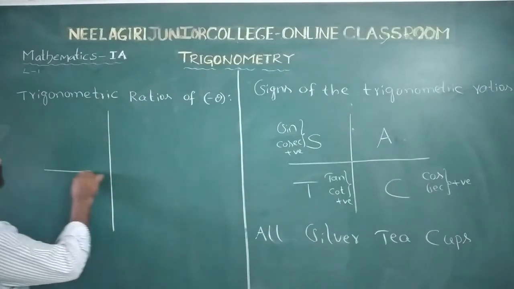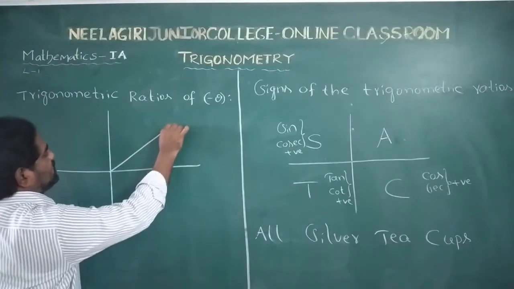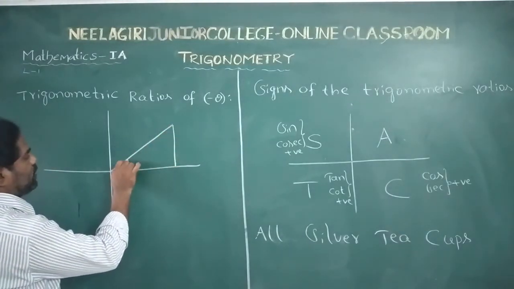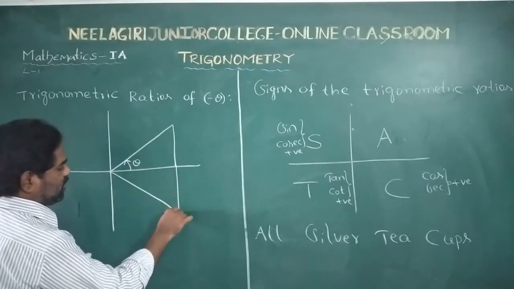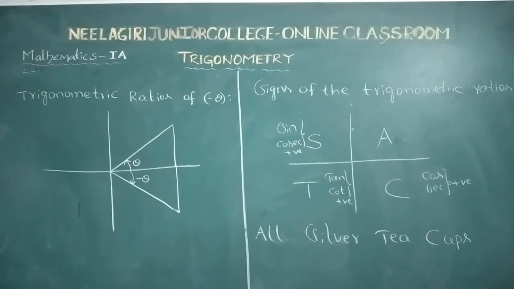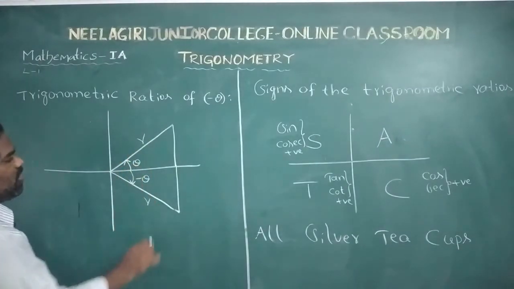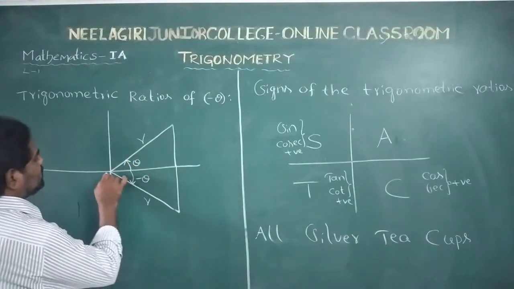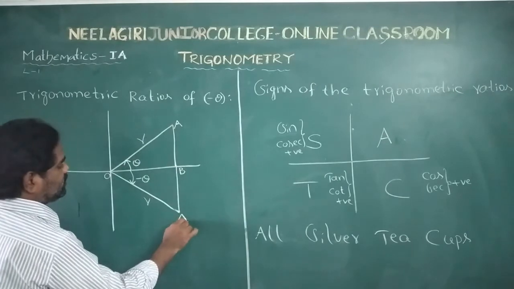Here, this is the positive angle theta. The same projection, the same length is there. This is minus theta. Suppose this length is r, this is also r. Say this is O, A, B, A dash.